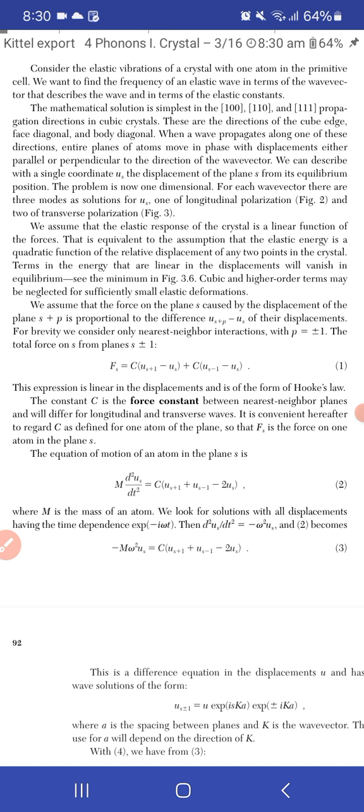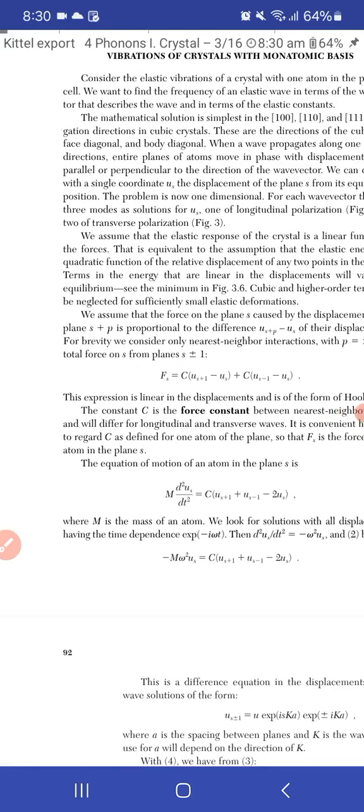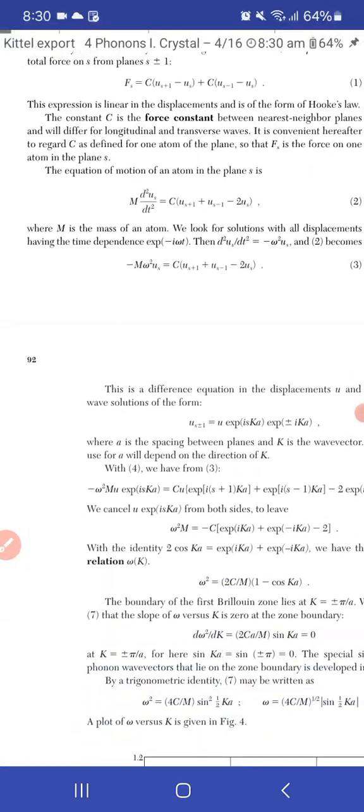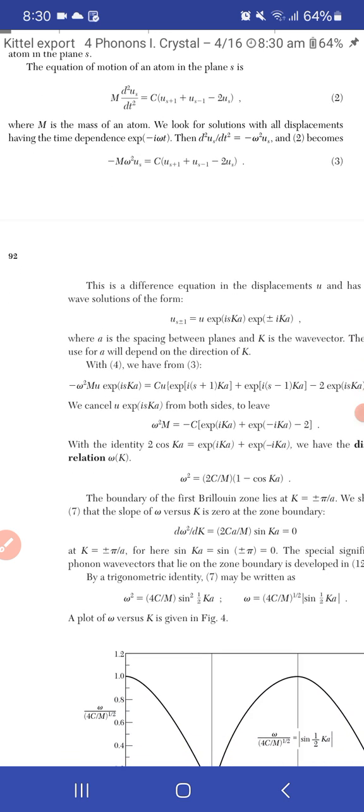It is convenient hereafter to regard C as defined for one atom of a plane, so that Fs is a force on one atom on a plane। ठीक है, तो ये सेम तुम्हारा इक्विवेलेंट टू वन एटम वाला सॉल्व करेंगे, सब कुछ निकलेगा। Equation of motion of an atom in a plane S is this: F हो गया m इंटू एक्सेलरेशन। ठीक है, तो एक्सेलरेशन d² Us by dt² is equal to C.